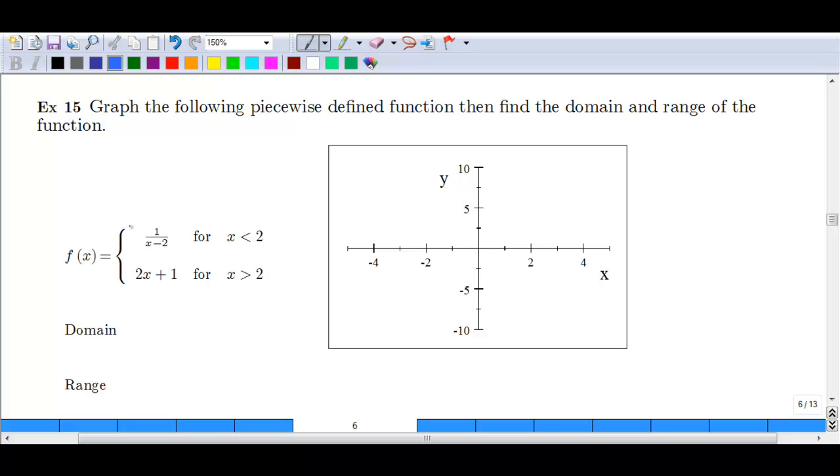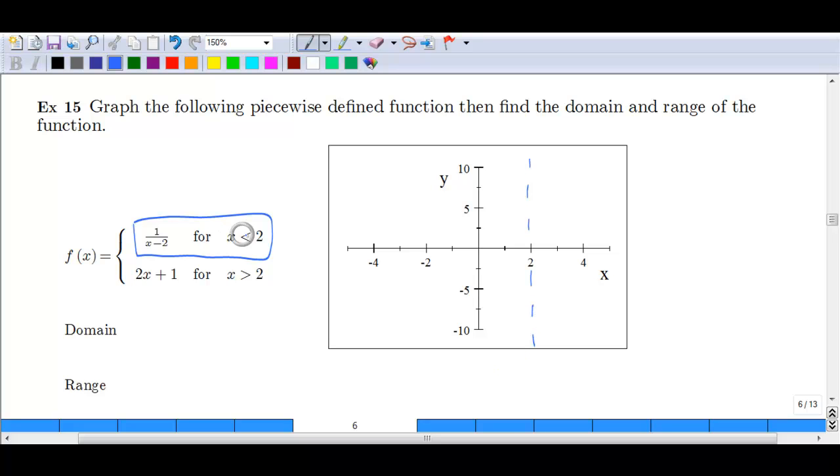Again, if we want to look at the first part of our function, we have 1 over x minus 2. Now you should notice here that 2 does cause an issue, because if we plug in 2, we end up with 0 in the denominator, giving us an asymptote. So let's just draw that in to start off with.